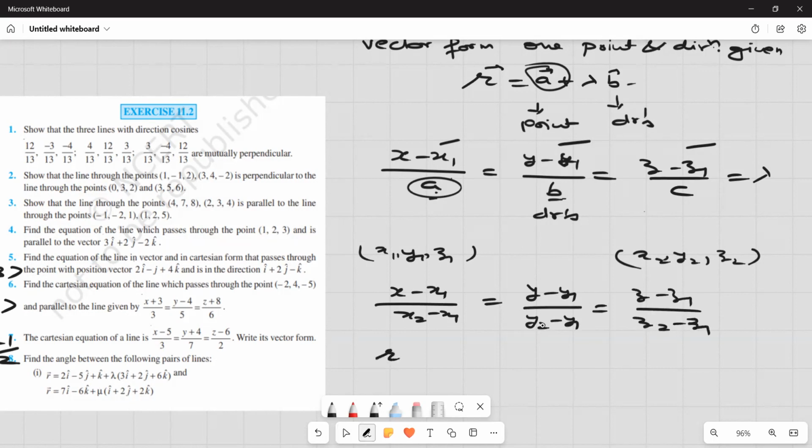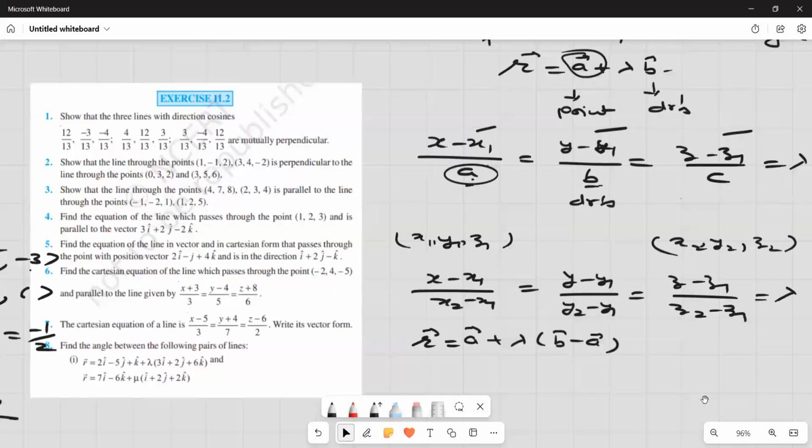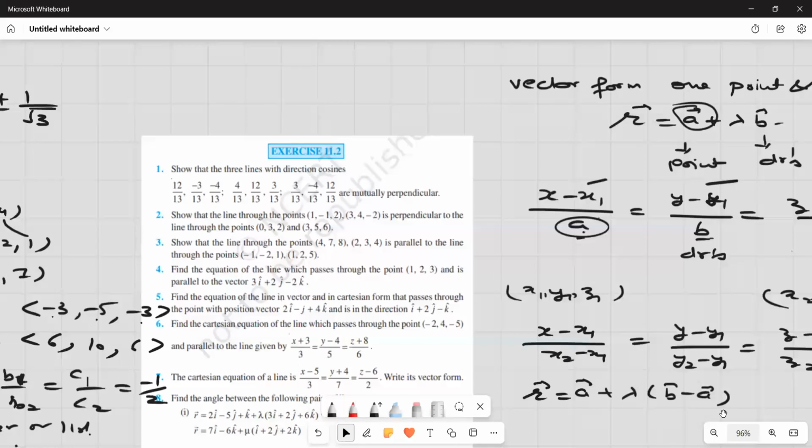So what will be vector form? r is equal to, this a is the same, a plus lambda (b minus a). Those 2 points' difference. Clear? So this is for the 2 points. So now let us come to the exercise 11.2.